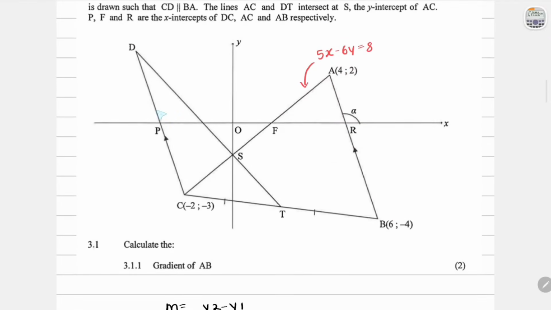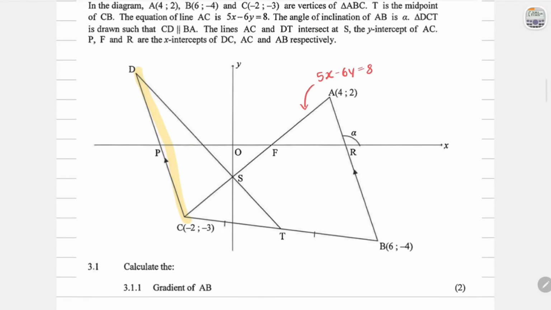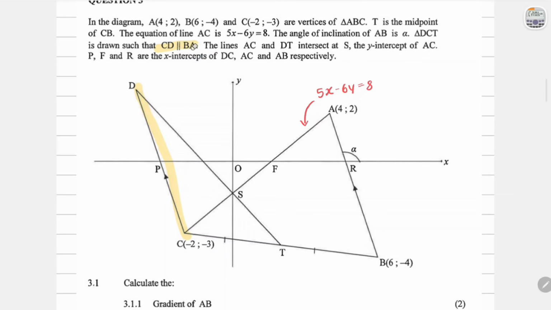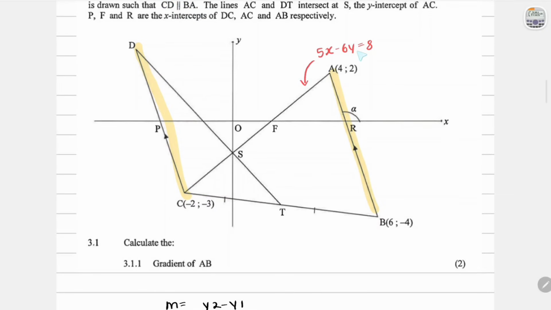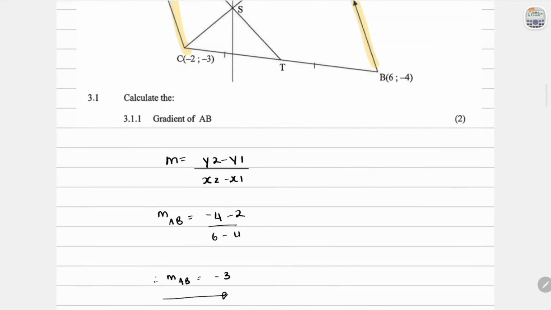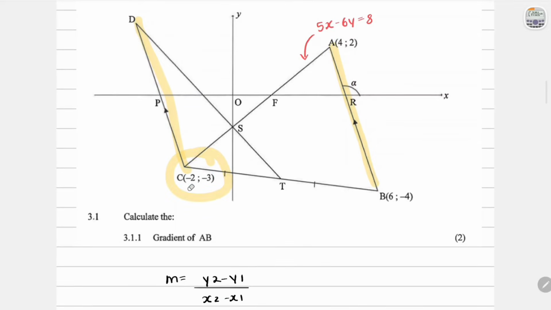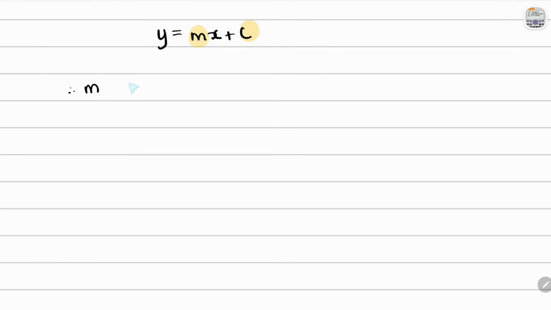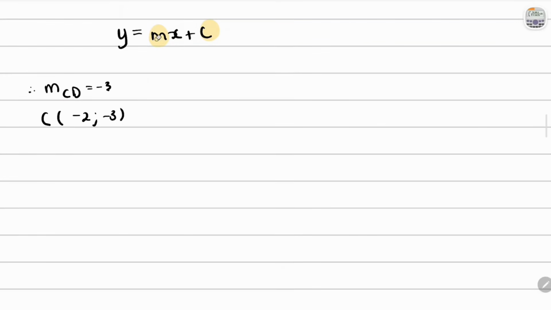Looking at CD, this line over here, remember that we were told that CD and AB are parallel. So it means that they have the same gradient. So we need to find the gradient of AB, which we already have. It is negative 3. And we have a point on CD, negative 2 and negative 3. So we have our gradient and a point. So the gradient of CD is negative 3 and the point C is negative 2 and negative 3. You can use y equals mx plus c, or you can use this formula.